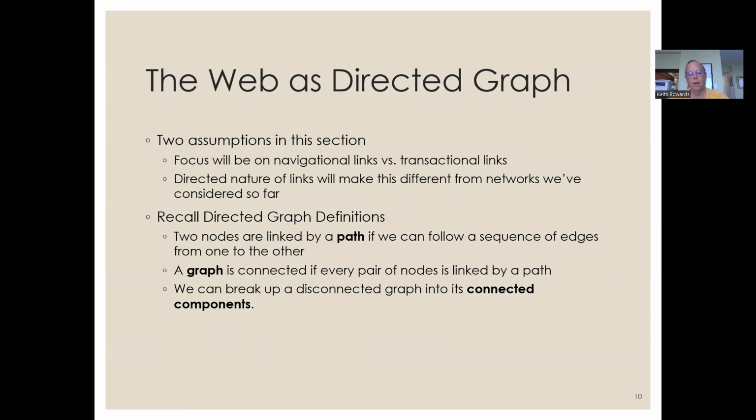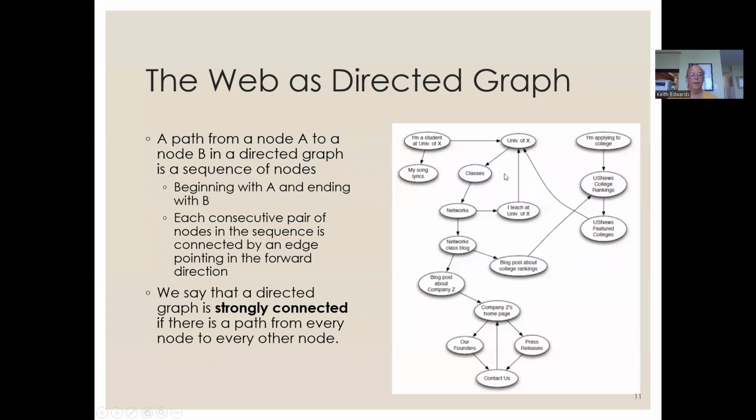So for our general graph definitions, two nodes are linked by a path if we can follow a sequence of edges from one to another. A graph is connected if every pair of nodes is linked by a path. And we can break up a disconnected graph into its connected components. Those are general graph definitions, not the directed graph definitions. We're going to look at the directed ones here in the next slide.